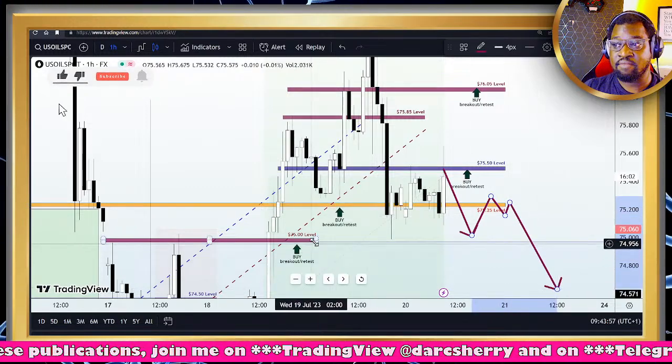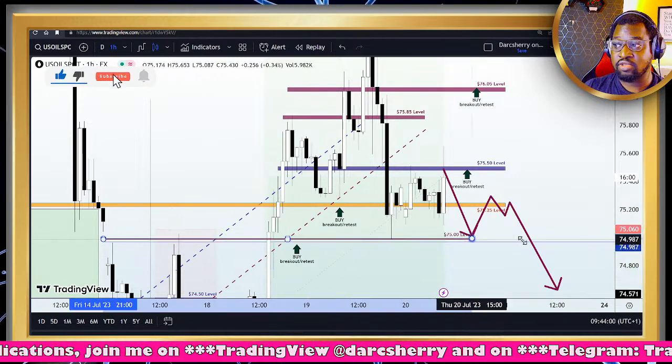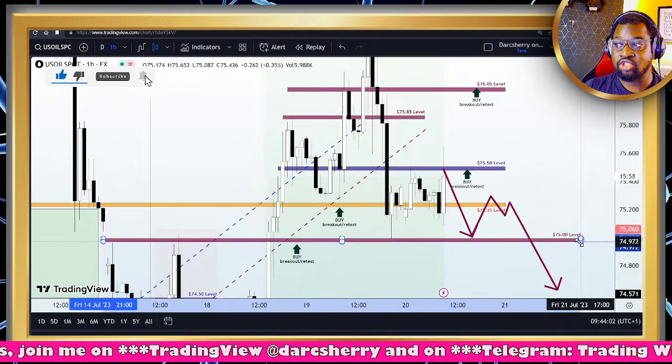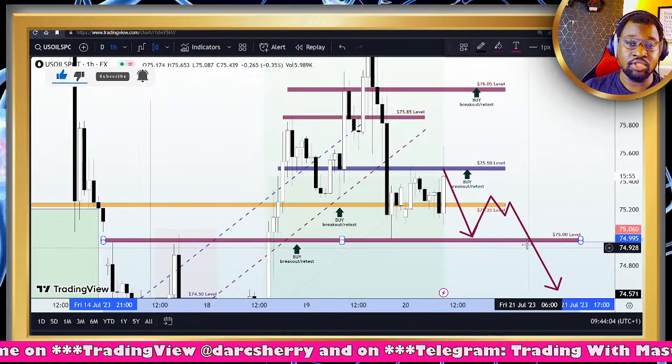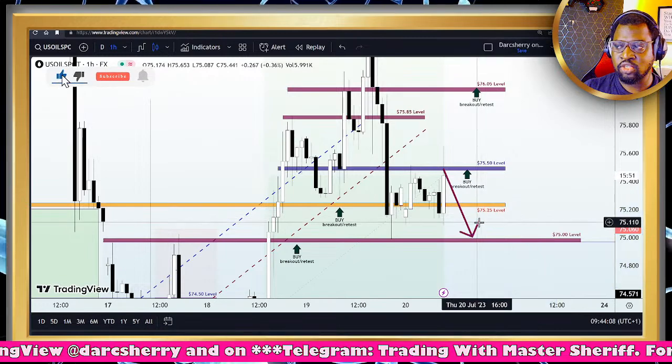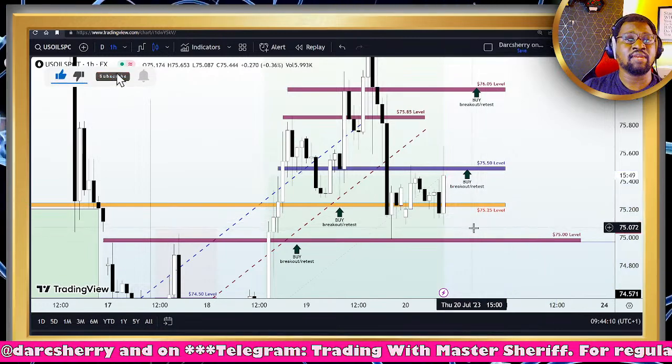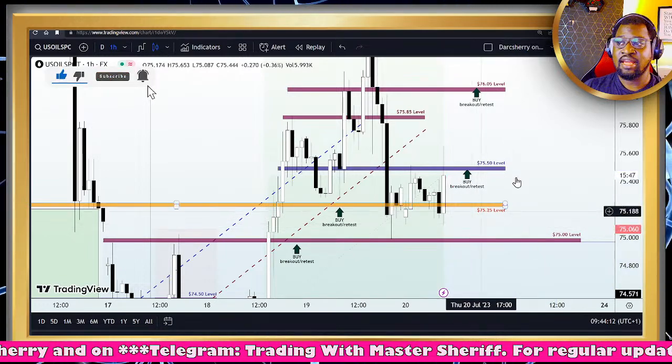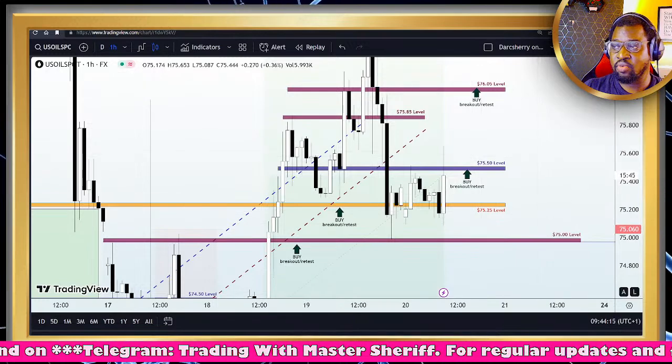And of course, we have multiple exit levels here that we can actually use to maximize the potential of this bearish move. So these are my views here on the US Oil Spot for today, but I'm of the opinion that price action is looking very, very bullish at this point in time.